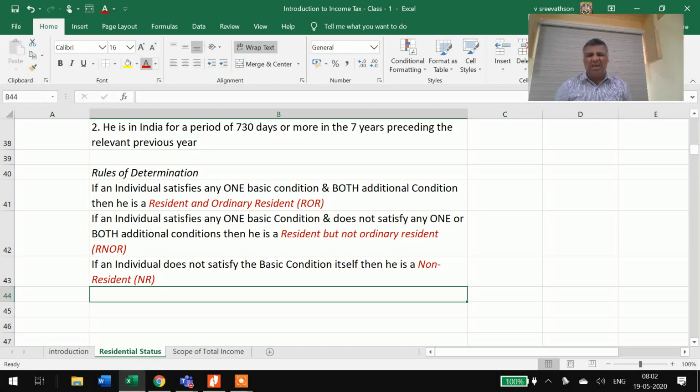The second additional condition is easy to test. Once the second is satisfied, the first will also normally be satisfied. So put together, satisfying both the conditions, ROR. Not satisfying any one or both of the conditions, R and NOR. Not at all satisfying the basic condition itself, non-resident. Any doubts?